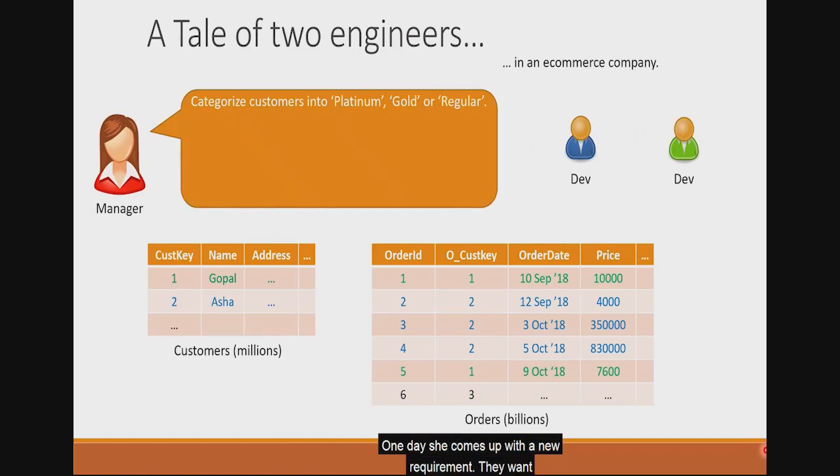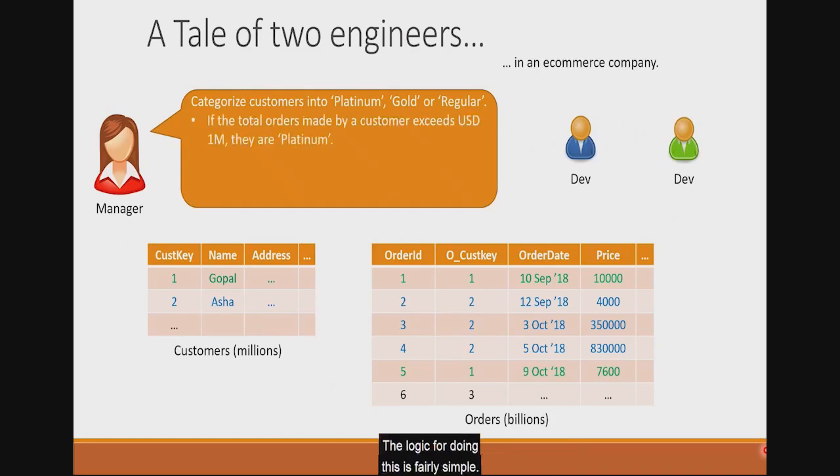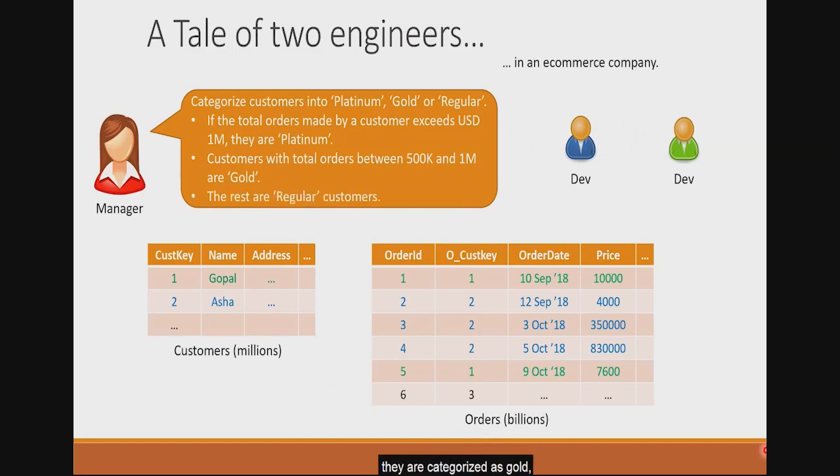And there are a few engineers, developers in the team, and one day she comes up with a new requirement saying that they want to start a rewards program or a loyalty program, and they want to categorize their customers into 3 categories: platinum, gold, or regular. And the logic for doing this is fairly simple. If the orders made by a customer exceeds 1 million USD, let's say, they are categorized as platinum. Between 500K and 1 million, they are categorized as gold, and the rest are regular customers, right? So it's a fairly simple requirement, and the manager wants the engineers to basically implement this.